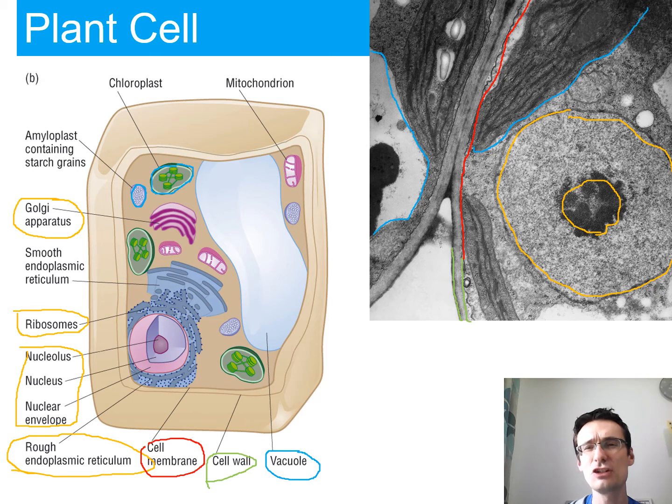So chloroplasts are huge structures in plant cells. So that's a chloroplast there. There's another chloroplast down here. A lot of people sometimes underestimate the size of the chloroplast, but they're absolutely huge parts of the cell, huge organelles, sorry.